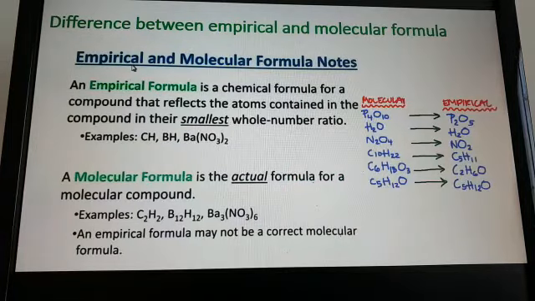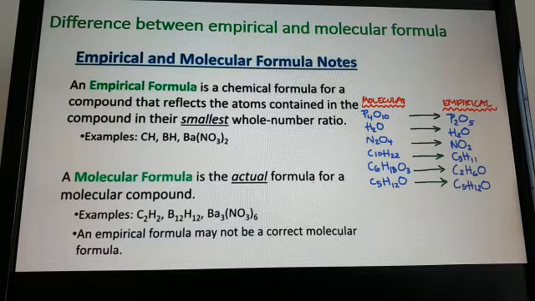Now next is the difference between empirical and molecular formula. I think all of you remember that. An empirical formula is the chemical formula for a compound that gives the atoms contained in the compound in the smallest whole number ratio. And the molecular formula is the actual formula, the actual number of atoms in the compound. The empirical formula is the simplest ratio in which the atoms in a compound are combined. That is empirical. Molecular formula is the actual number of atoms that combine in a molecule.